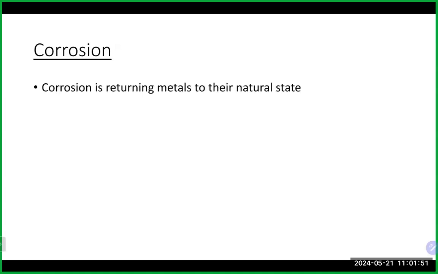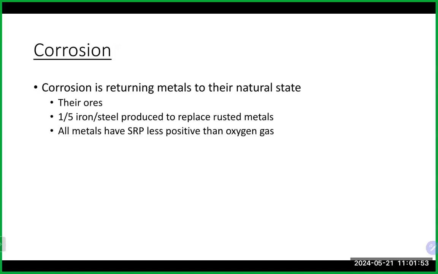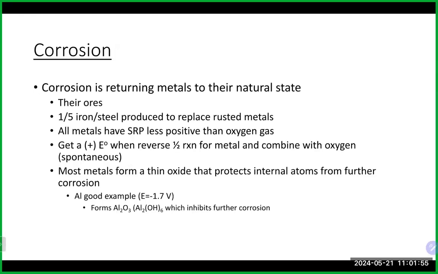Other questions? All right, so let's talk a little bit about corrosion as well. Just the idea of what corrosion is is what you need to know, and we'll talk about a few ways you can prevent it. Corrosion is really returning metals to their natural state. At one point, a fifth of iron or steel was produced to replace rusted metals.